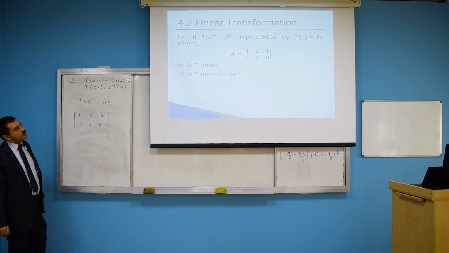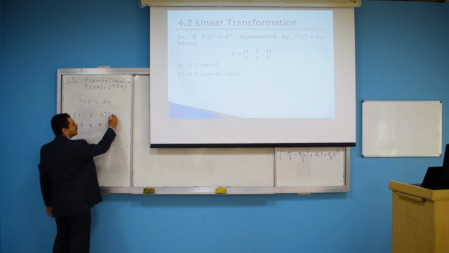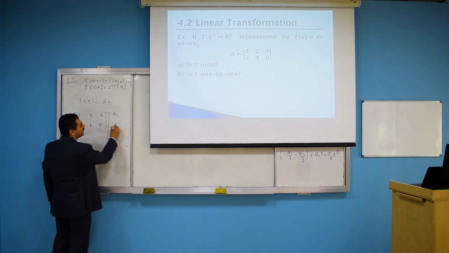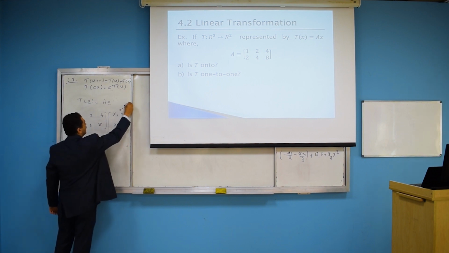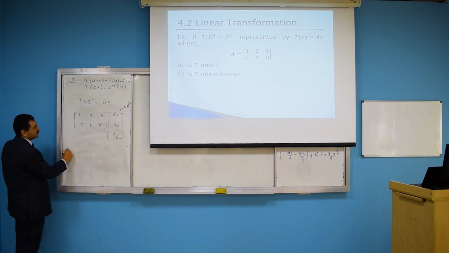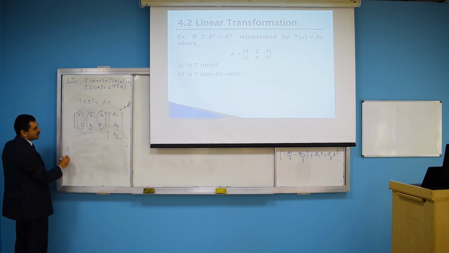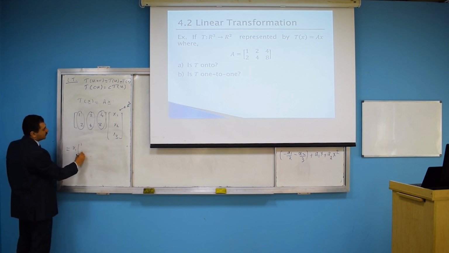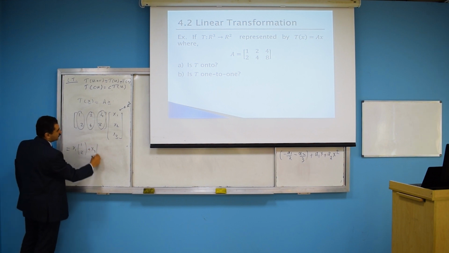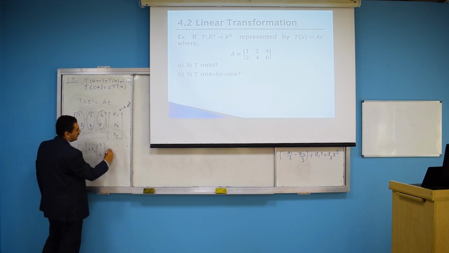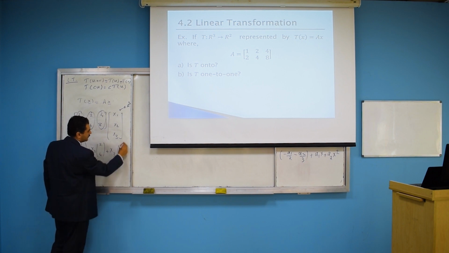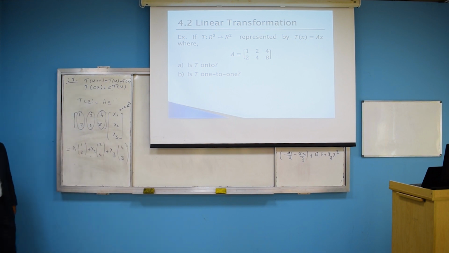Now, if I want to transform from R3 to R2, the input would be a vector in R3, and the output would be a linear combination of these columns using these weights. So we get x1 times [1, 2], x2 times [2, 4], x3 times [4, 8]. Again, I want to check if this is onto and one-to-one or not.